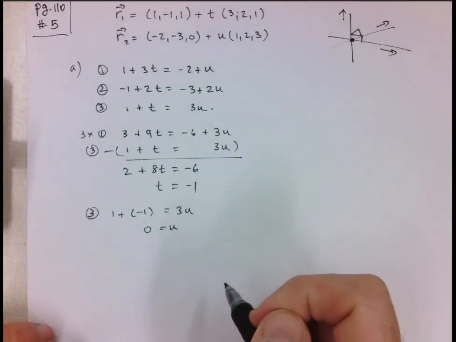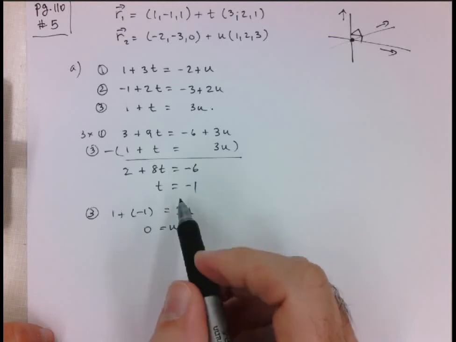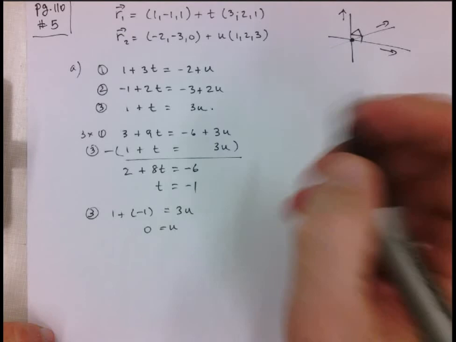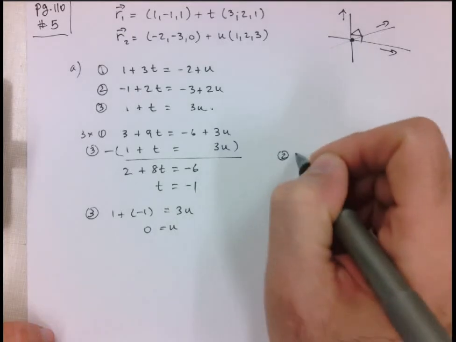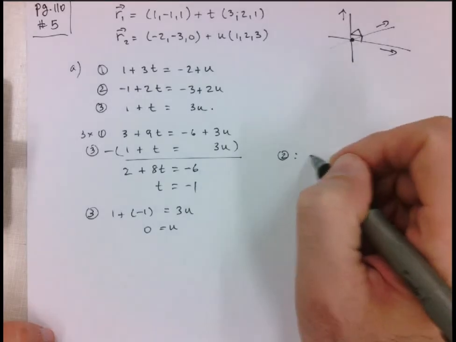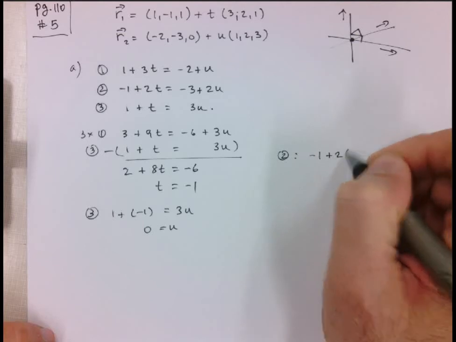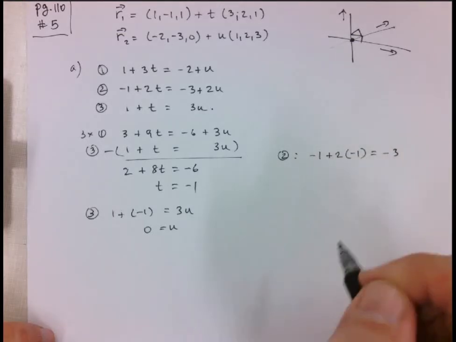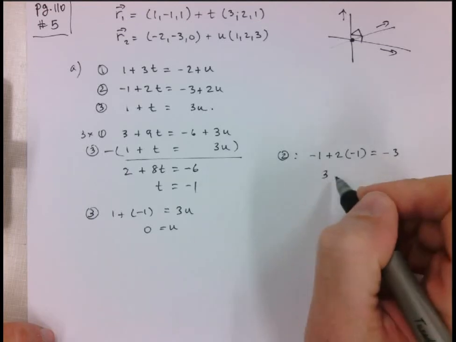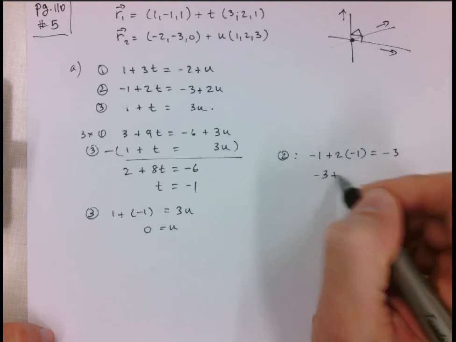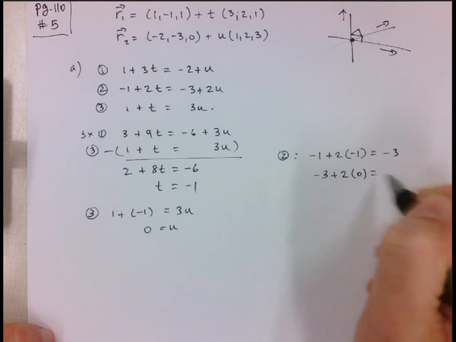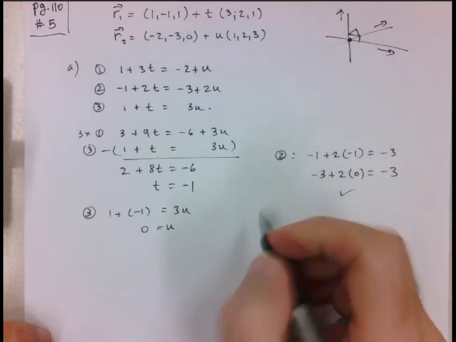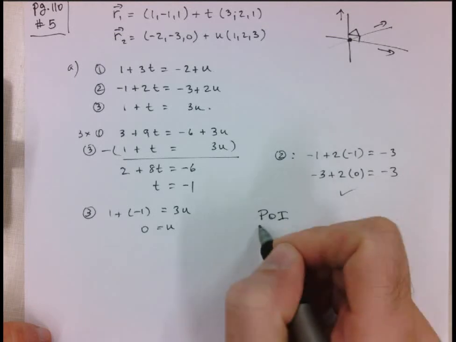Now remember, we just found the u and t values that solve equations 1 and 3. I need to make sure it also solves equation 2. So I'm going to take equation 2 here, and start with the left side. I have negative 1 plus 2t, so negative 1 minus 2 gives me negative 3. Then the right hand side, negative 3 plus 2u, which is equal to 0, also gives me negative 3. So that means there is a point of intersection.